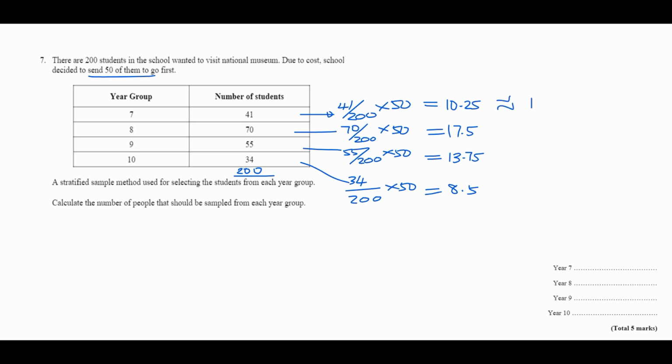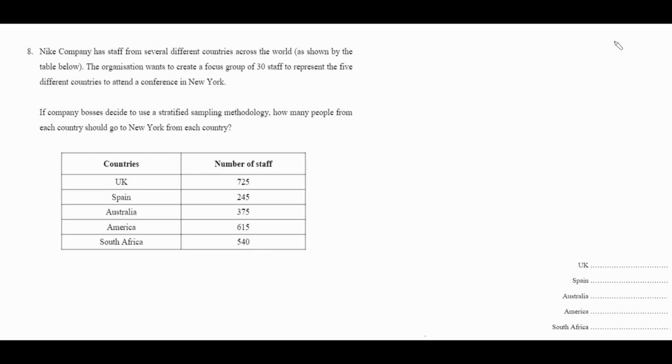So this is definitely 10, and this is 13.75, I'm going to put it as 14. And the next one, if I put a higher number, increase by 1, 18, 28, 32, 42, and 8 is 50. So 10, 18, 14, and 8. Question number 8.